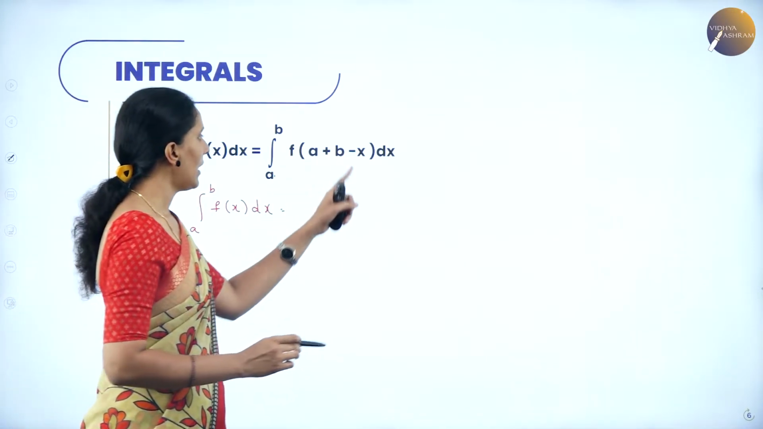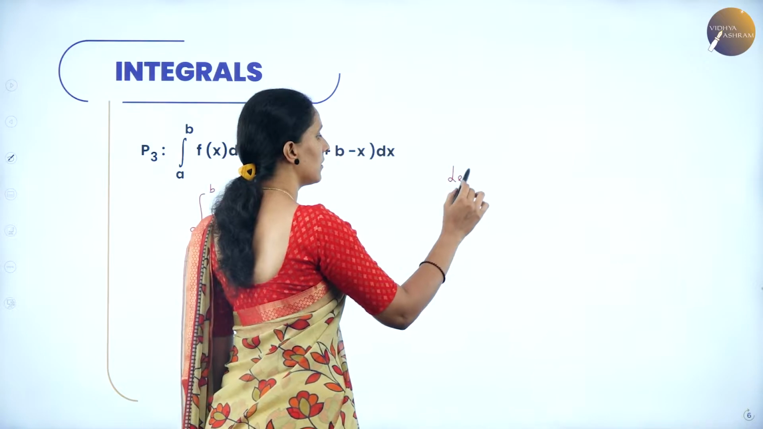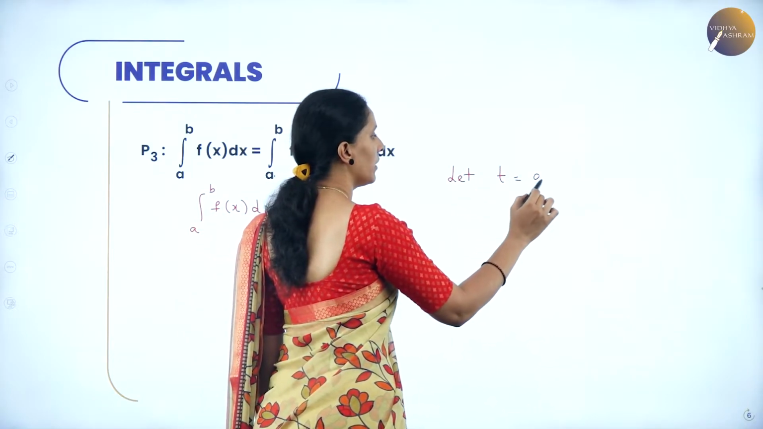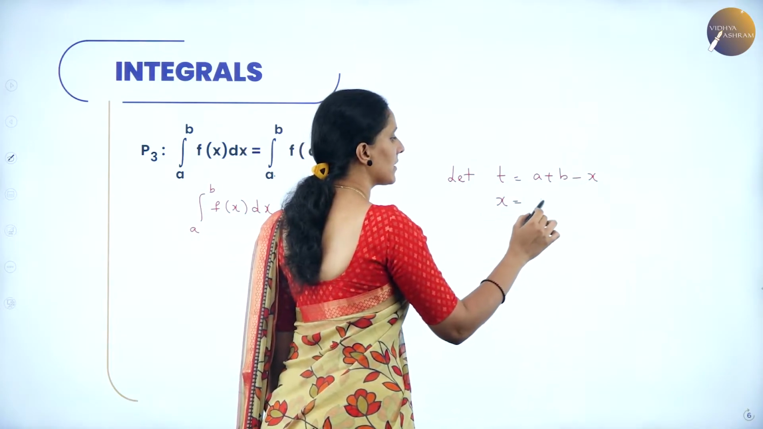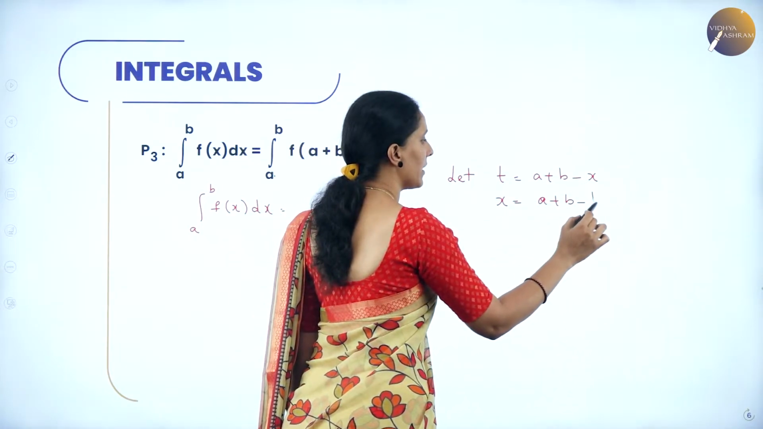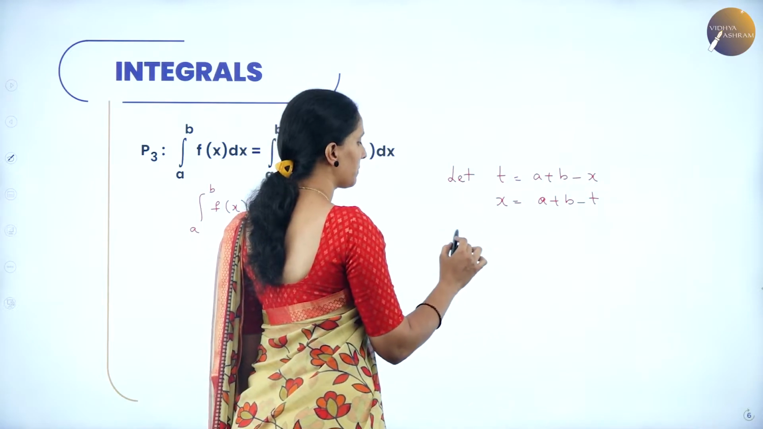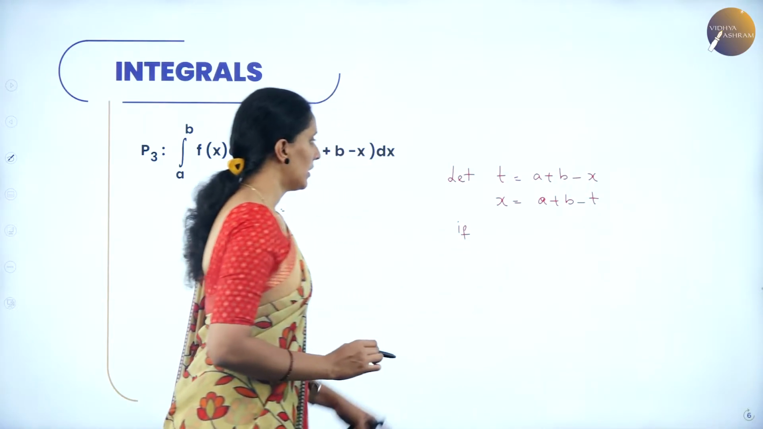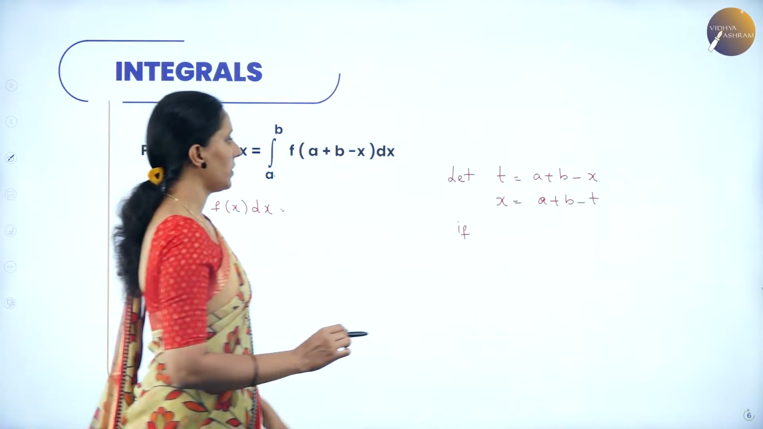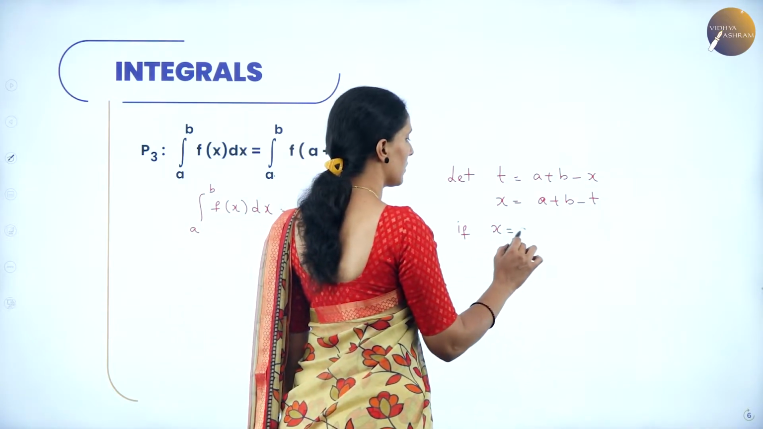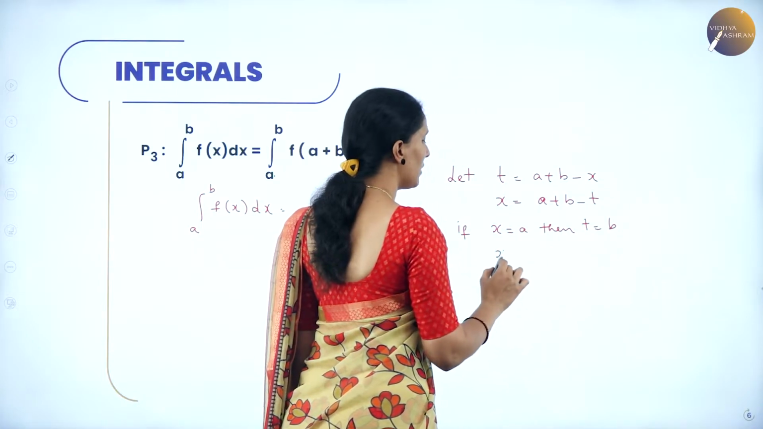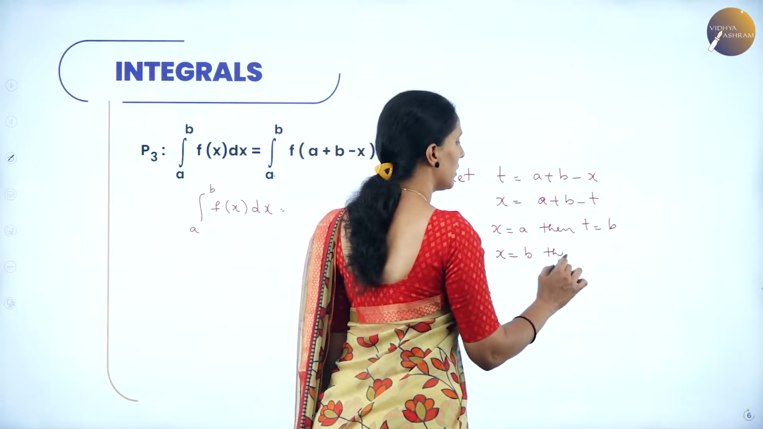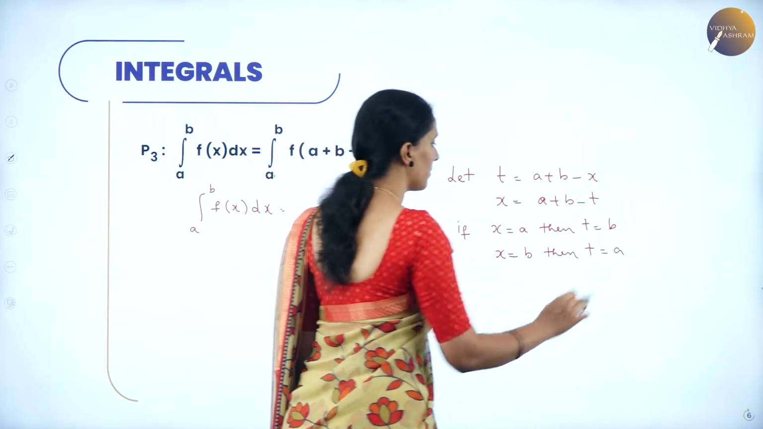So here let t is equal to a plus b minus x. Then what is x? x can be written as a plus b minus t. Similarly, if the limit x is equal to a, then t is equal to b. Similarly, if the limit x is equal to b, then the limit t is equal to a.